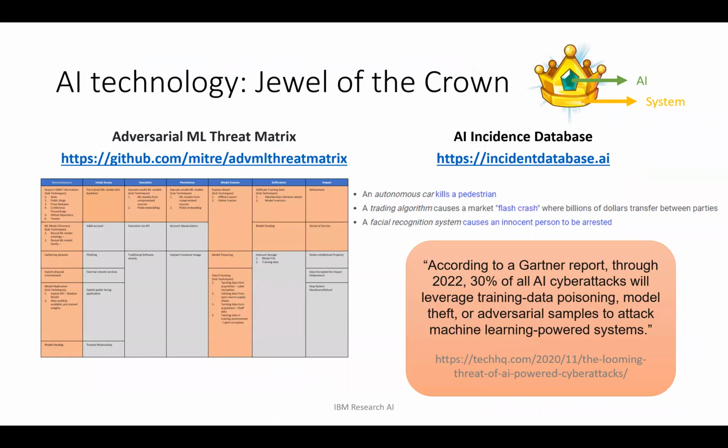There are also many databases and collected resources that report real-life exploits, vulnerabilities, and incidents caused by a lack of robustness in our AI technology, like the adversarial machine learning threat matrix and the AI incidents database.